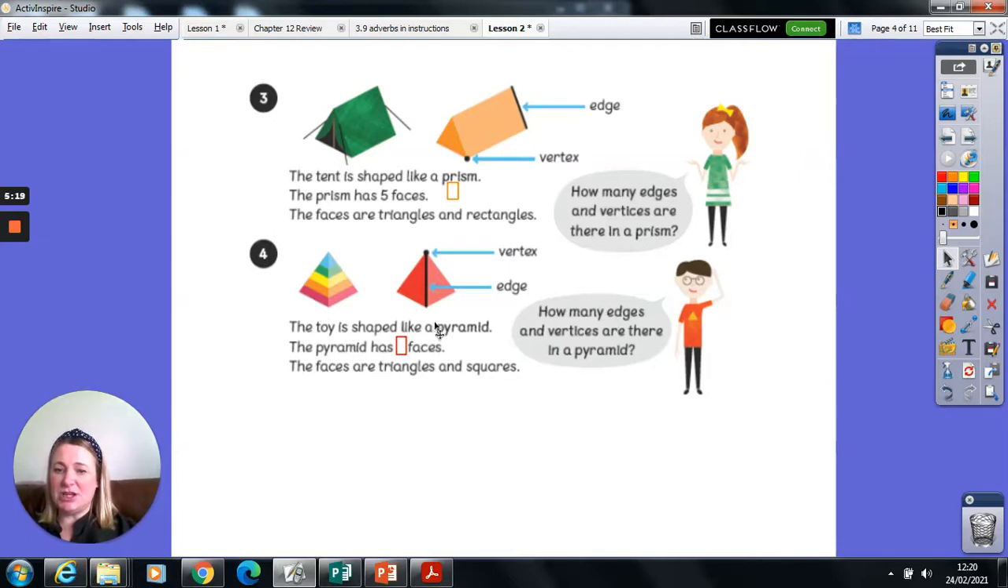This toy is shaped like a pyramid. Okay, we all recognise the shape of a pyramid. This would be a square-based pyramid. The pyramid has, I'll let you pause and think how many faces it will have.